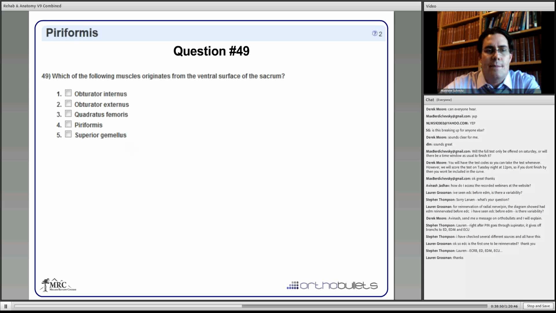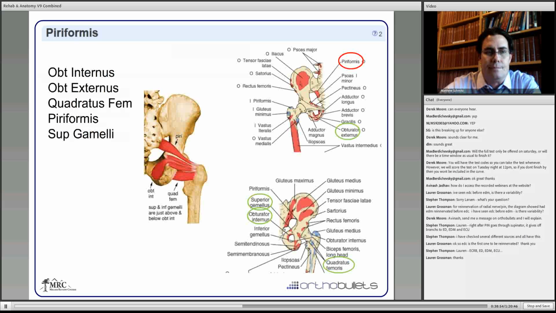Which of the following muscles originates from the ventral surface of the sacrum? So I think it's a difficult question, because they're giving you a list of muscles and asking you to remember where the origins of all of them are. But if you think of some key relationships, I think you can help answer some of these questions. When we look at obturator internus and obturator externus, we know those are going to originate around the obturator foramen. Hence, that's why it's in their name.